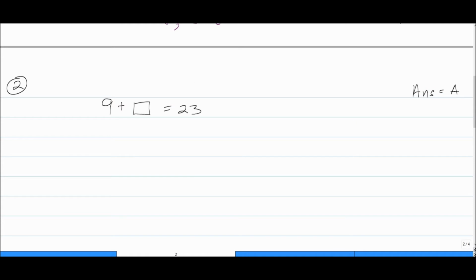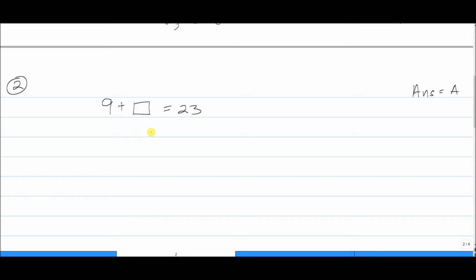Number 2. Number 2 says, what is the missing digit in the sentence below? Here we have a mathematical sentence, and there is an unknown quantity. Let's read the sentence as is. 9 plus something that we don't know is equal to 23. We could solve this simply by starting at 9 and using our fingers and counting until we get to 23.